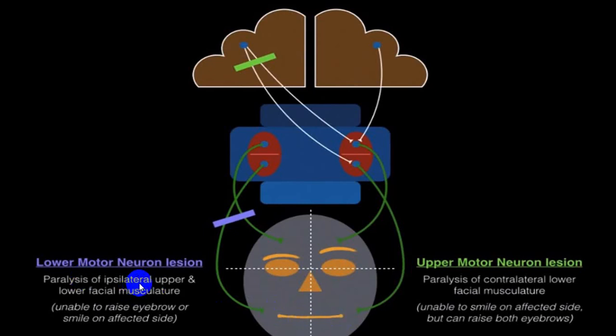So paralysis of ipsilateral upper and lower facial musculature. This will be lower motor neuron and this will be upper motor neuron. This will be upper. Lower half of the face if it is involved, it is upper motor neuron.